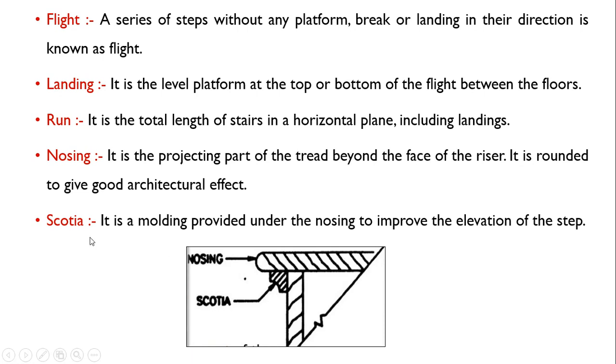Scotia. It is a molding provided under the nosing to improve the elevation of the step. So this type of molding, which has this type of ornamental shape, is called scotia. What is scotia? It is a molding provided under the nosing to improve the elevation of the step. It is provided for the complete width of the step, or you can say tread. So this is called scotia.